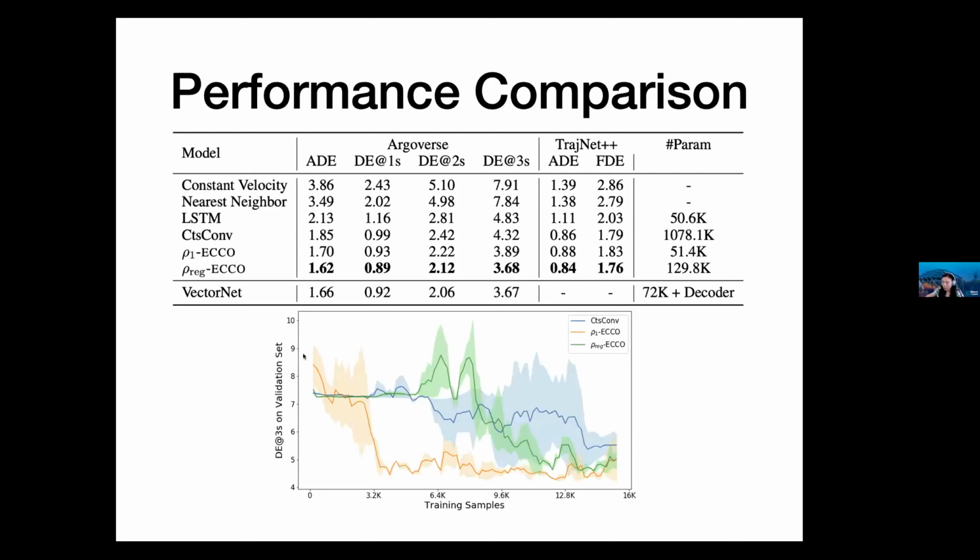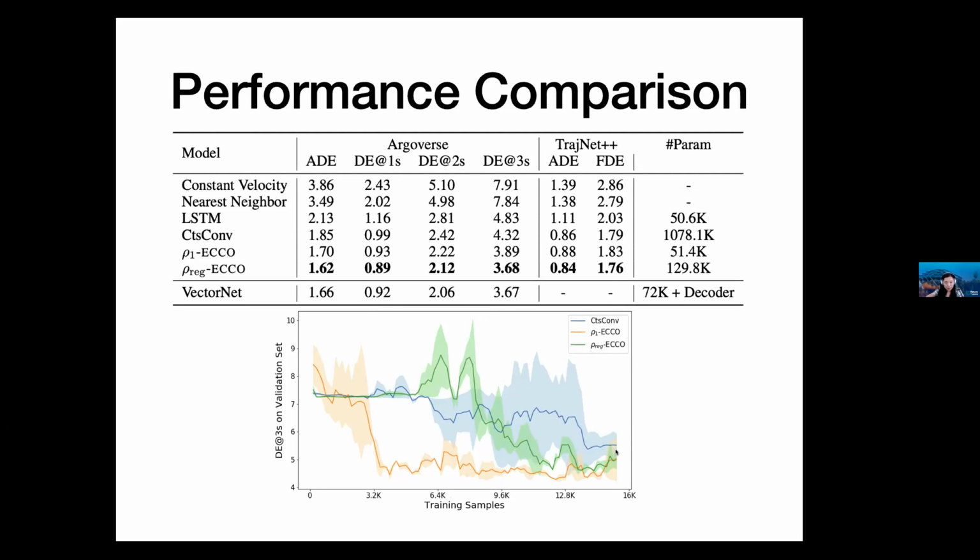Another interesting result we saw is the learning speed. This is the validation set versus the number of training examples. As I mentioned, if we use symmetry as an inductive bias, we can significantly reduce the number of examples, the sample complexity of the learning. We can see that the Rho 1 ECHO, the orange line, converges really fast using 3,000 examples, whereas the non-equivariant neural network requires a lot more examples to learn well. So this demonstrates another benefit in sample complexity when we incorporate symmetries in deep learning.